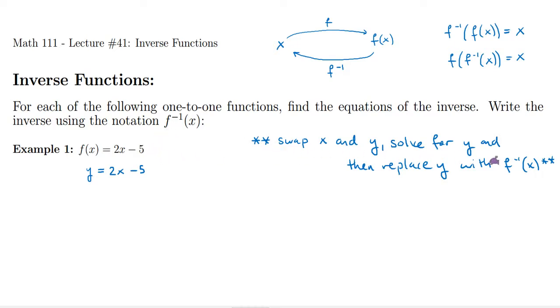So let's just do this trick. That's what you're going to do any time you have to find the inverse function of a given function. Let's swap x and y. Just swap them: wherever you see an x, make it a y, and wherever you see a y, make that an x. So you would have x is equal to 2y minus 5. And now solve for y.